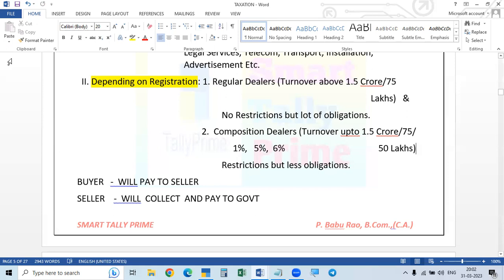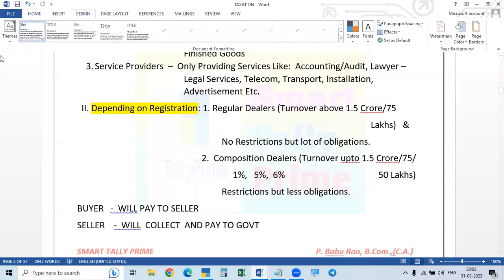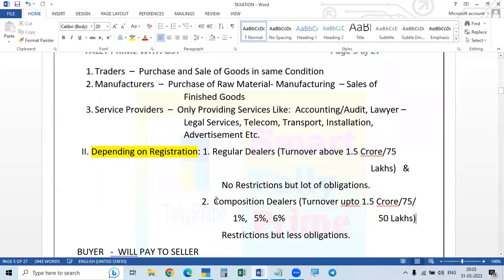And then every year, once in a year, giving the total details, they have to file a return. Everyone is required to file a return, and in this case too, he has to file a return. GST returns are called GSTR here. GSTR4, he has to file once in a year. So every quarter, payment as well as the CMP08 statement, and once in a year they have to file the return called GSTR4. So this is regarding composition dealers.